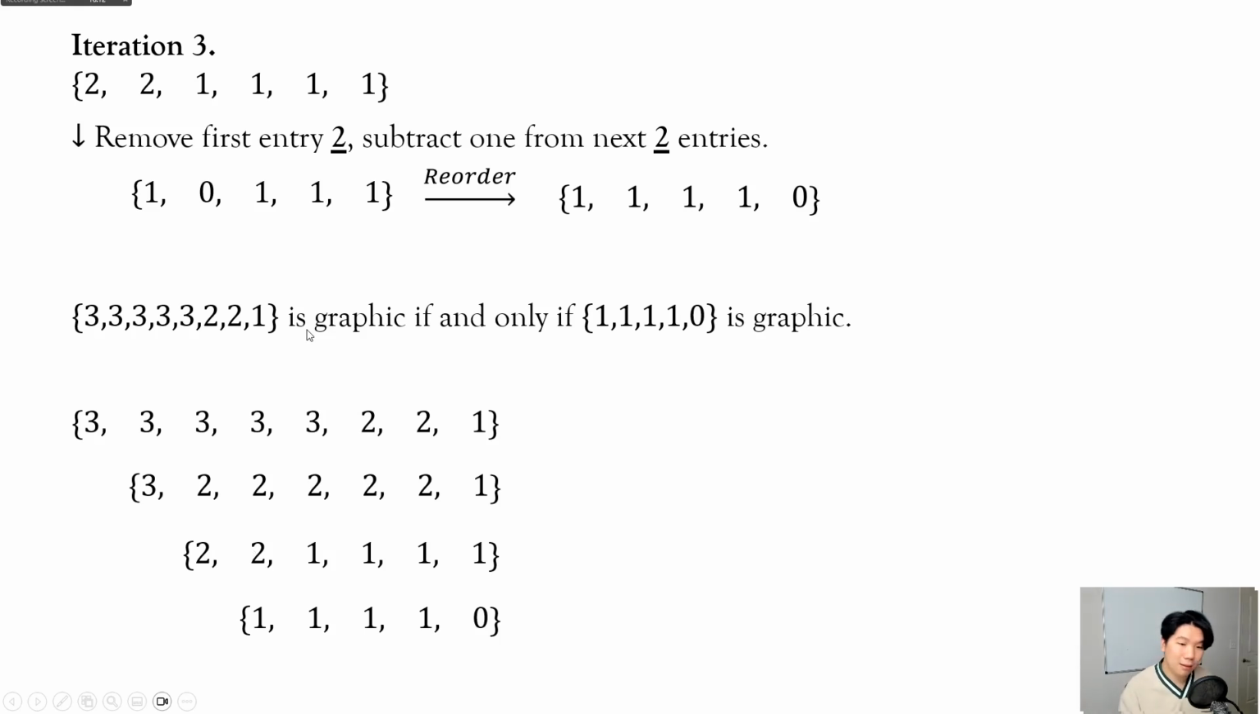So let's go ahead and check our most simple sequence, 1, 1, 1, 1, 0. Is this graphic or not? So remember that each of these represent a vertex and its degree. So whenever I look at 1, 1, 1, 1, 0, I have 1, 2, 3, 4, 5 entries. That means I have 5 vertices to work with.